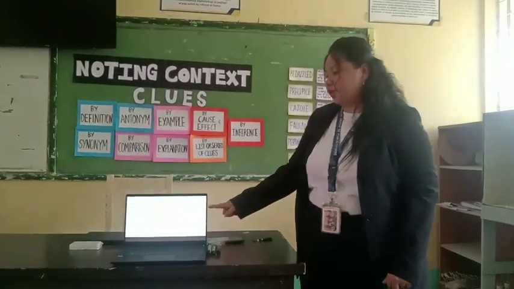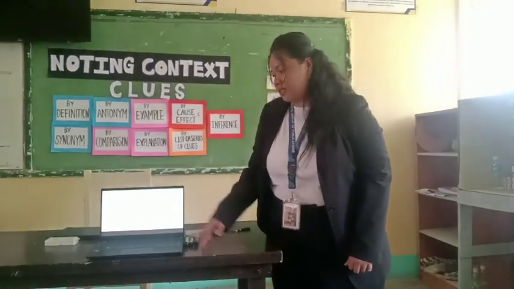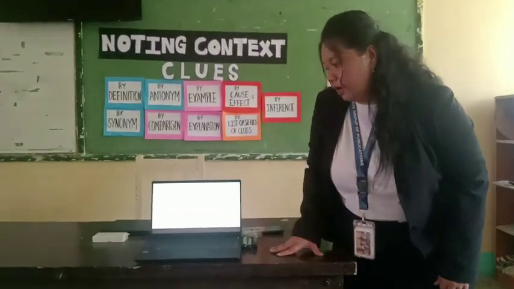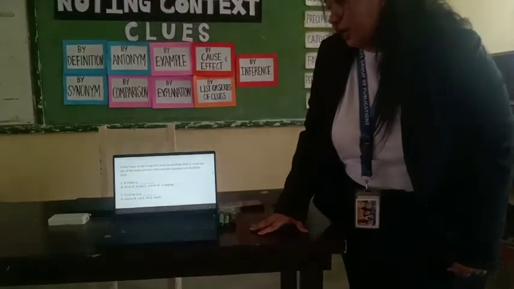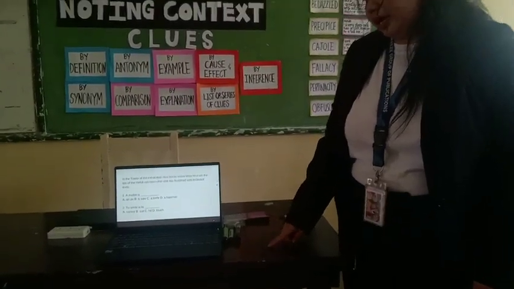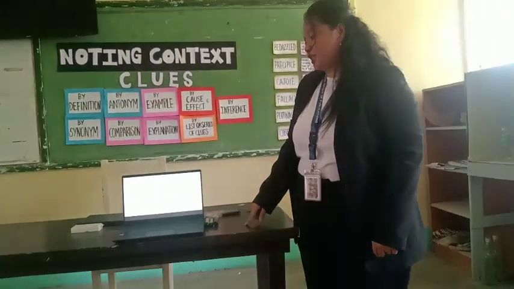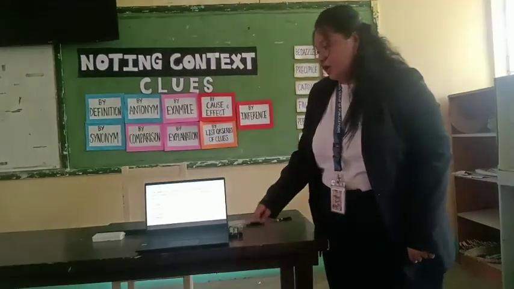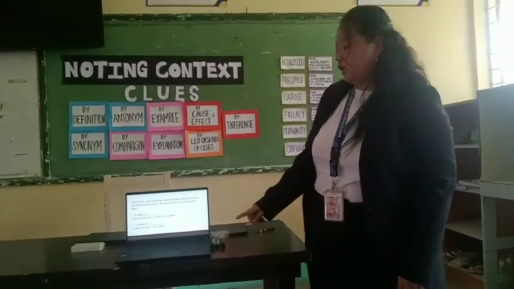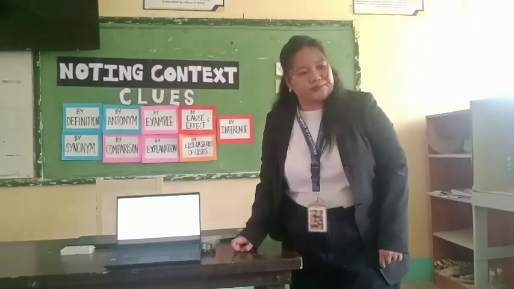Okay. Number 2. To smite is to blank. A, carries. B, cut. C, hit. D, touch. Again, to smite is to blank. A, curse. B, cut. C, hit. D, touch.